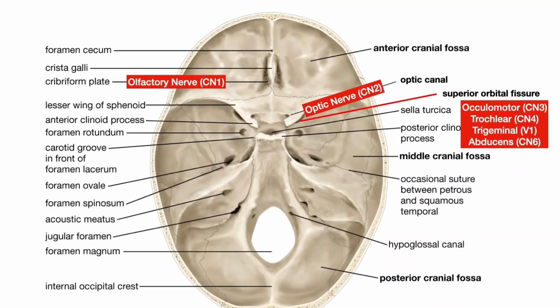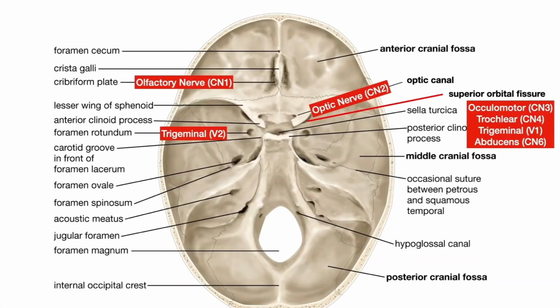As far as cranial number 2 is concerned, it arises from the optic canal. Here you can appreciate the optic canal. As far as the oculomotor, trochlear, trigeminal and abducens nerves are concerned, these arise from the superior orbital fissure. On this image, cranial number 5, the trigeminal nerve, has been particularly shown. The trigeminal nerve has 3 divisions.